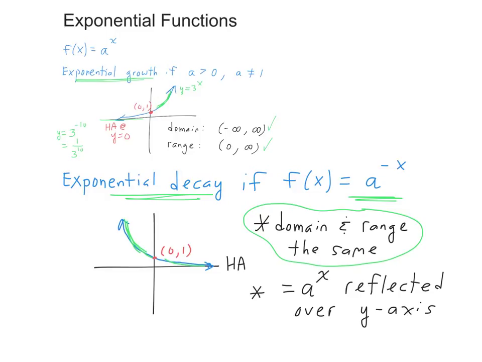And if we compare this a to the negative x to the a to the positive x up above, we're really just looking at f of negative x. In other words, we're just negating the x value on the inside here. So notice how that is really just a to the x reflected over the y-axis. If we were to compare these two graphs, they're the same graph, but one is just reflected over the y-axis to get the other.